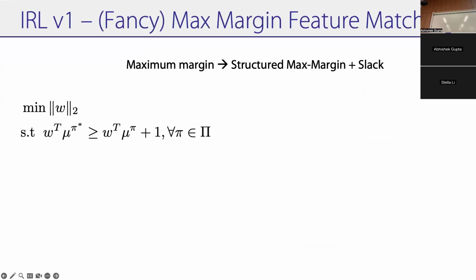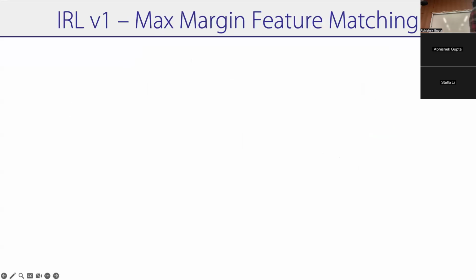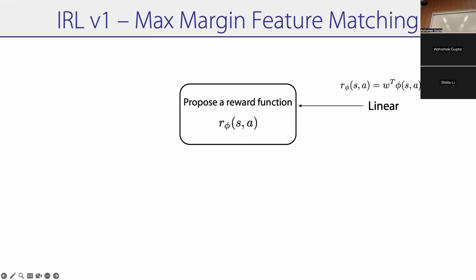Okay, so all that we did was we added two changes to max margin or SVM. We added a structured max margin. We added a slack variable. If you want to make it nonlinear, we could do kernel SVM. But the overall algorithm looks something like this. It's saying, let's propose a reward function, which is linear.